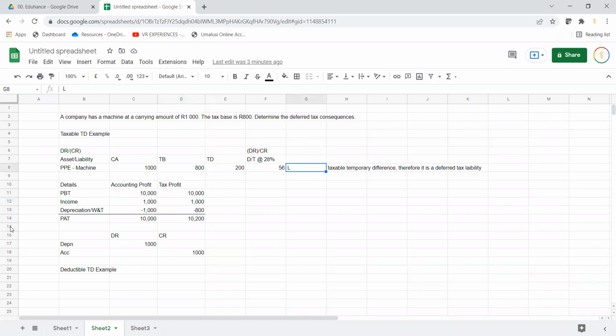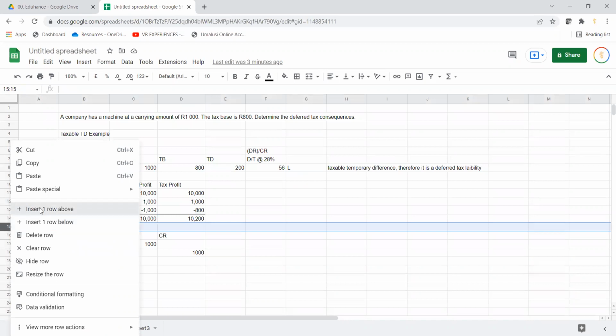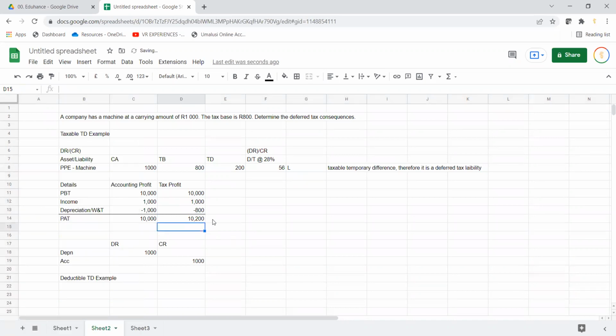So just to show you the 56 Rand, you can see over here, it will be 10,000 minus 10,200, and there you can see that times 28%. Okay, so there's the 56 Rand. So just take a note of that. So that is basically how you think about it.